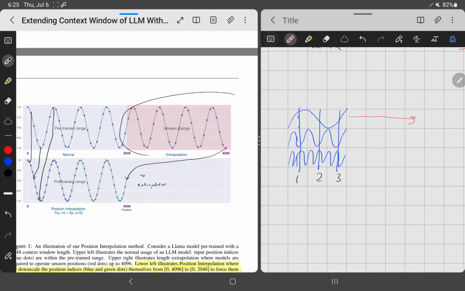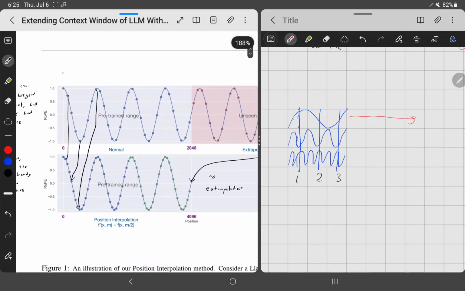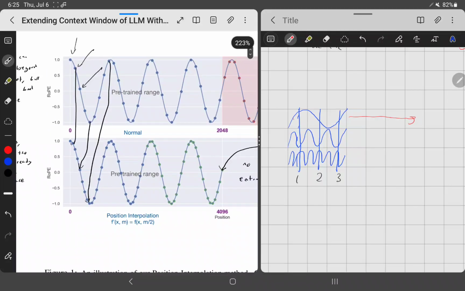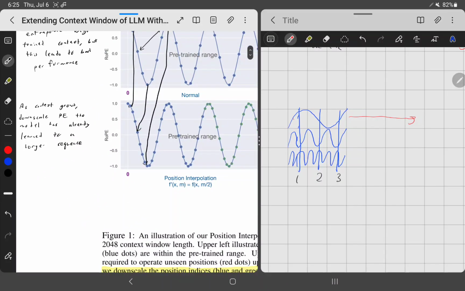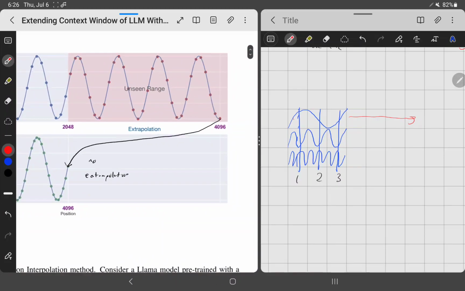So this is your unseen range, and this is your trained range. And notice how they kind of squish the points. So say this was your first point here. This is your second point. This is your third point. But then I want to train on a sequence of 6 points. Then your first point would be here. Your second point would be here. And notice how the first point aligns with the first point pretty well. But then the second point in the trained sequence aligns with the third point in the sequence you're trying to generate.